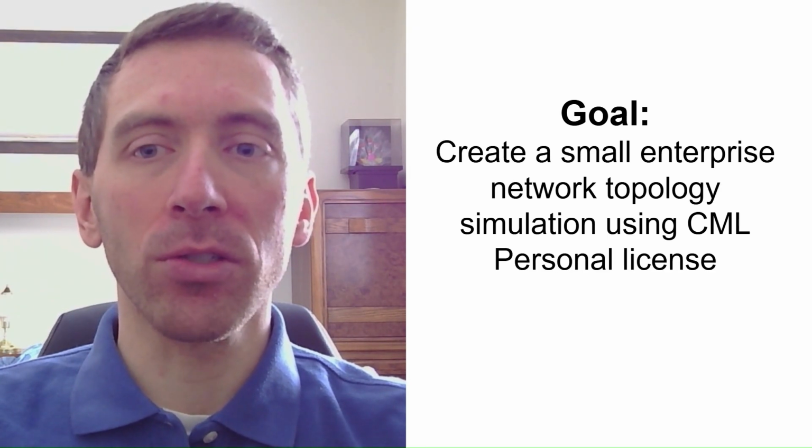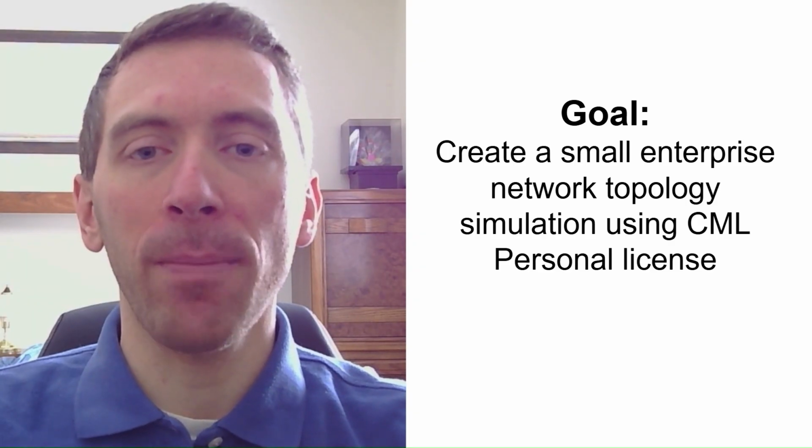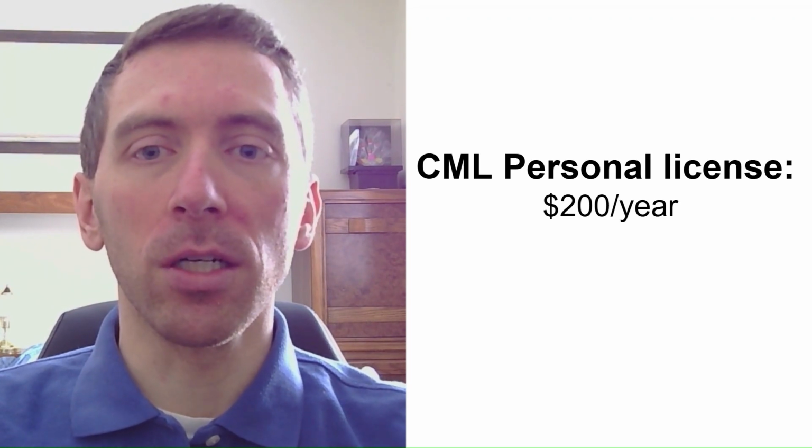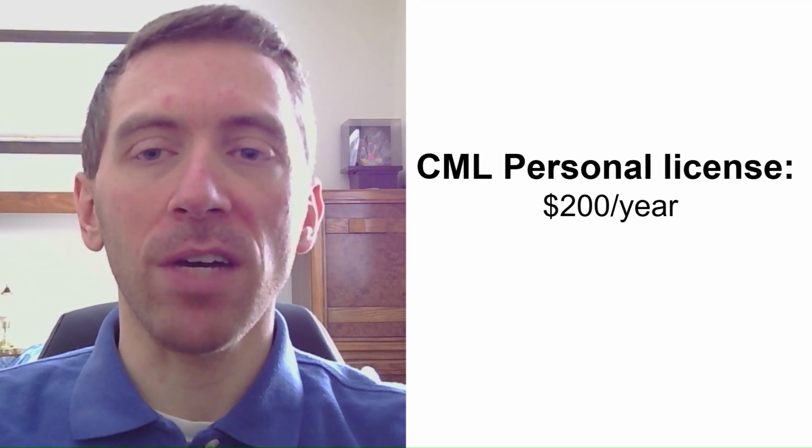Hello, everyone. This is a walkthrough to create your own basic network topology simulation of a small enterprise network using Cisco Modeling Labs, or CML. We'll be using the personal license because our topology includes FTDv, or Firepower Threat Defense Virtual, and the image for it is only available in the paid version of CML, or if you have a support contract. CML Personal costs $200 per year, but it's a good product and worth the investment.